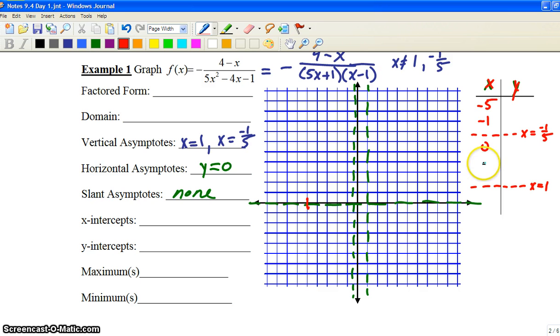I'm going to pick 0. I'm going to pick 0.5. I'm going to pick 0.75. It's their value. Okay? Then I'm also going to pick 2 to the right of x equals 1. So then I'm going to pick 2 just for fun, and then I'll pick 6 just to make things interesting. See what happens there. Okay.